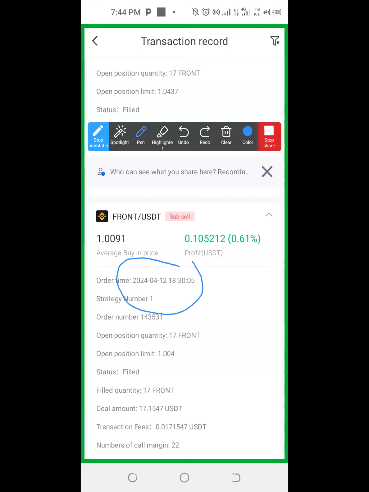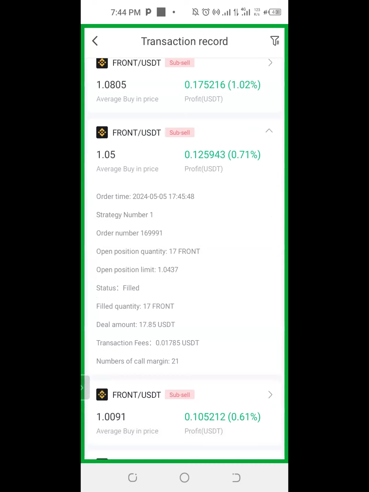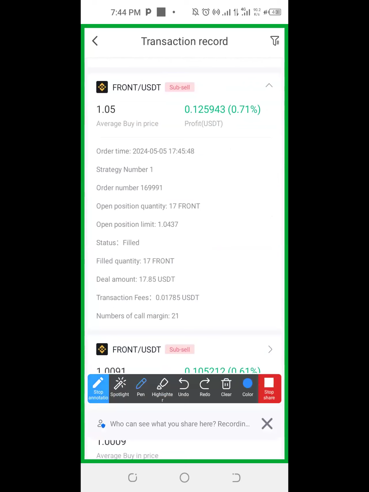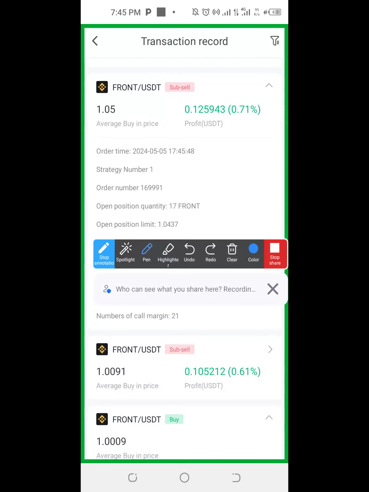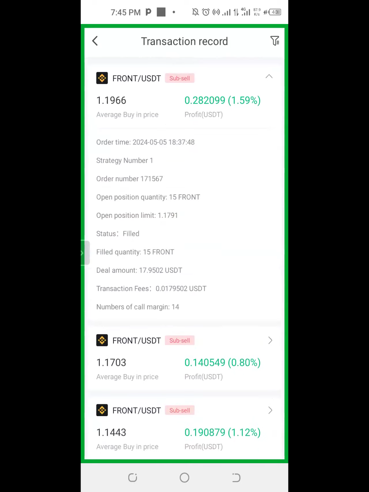Then all of a sudden, today being 5th of May, the coin pumped from the last time he bought when the coin was $1.0091. Now see that the coin moved up to 1.05. Then the coin began to move to 1.08, 1.09, to 1.109, to 1.1238, 1.1443, and it began to sell. So the bot will now sell back all the coin it has bought, with profit.